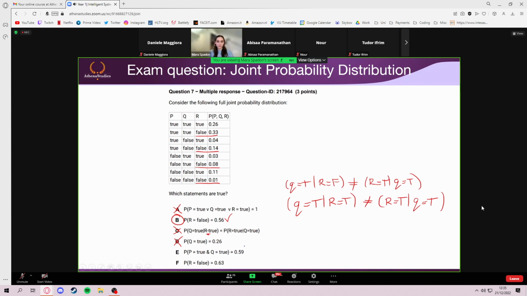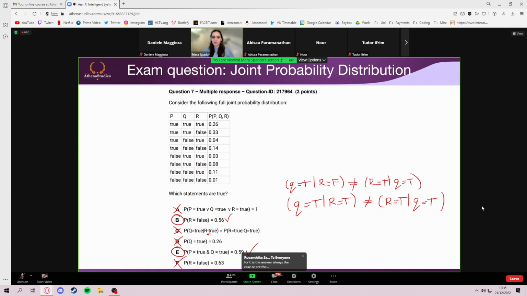Then for E, of the cases where both P and Q are true, the sum of those, and that's only the top 2 rows. So that's indeed 0.59, which is correct. And then for F, you would do the same thing, but for all cases where R is false. And we already knew that B was true because it amounted to 0.56. So we can just say that F is false. Okay, perfect. Great. Thank you.